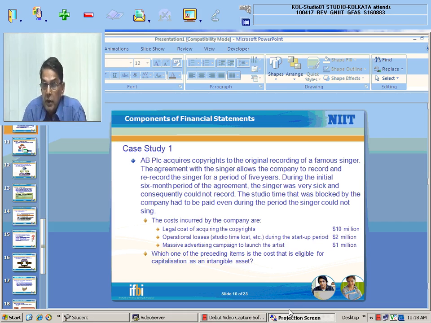Only the legal cost of acquiring the copyrights. Divya Agarwal, thank you for the response. Only the legal cost of acquiring the copyrights, as we told in the earlier slide. Yes, thank you very much.